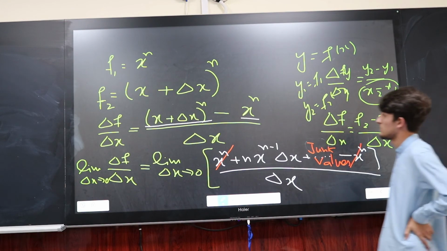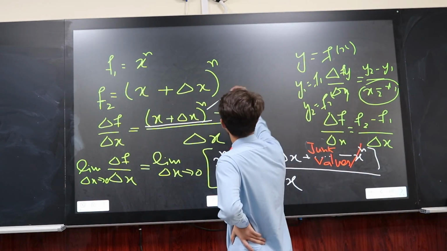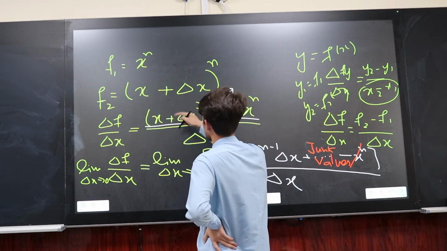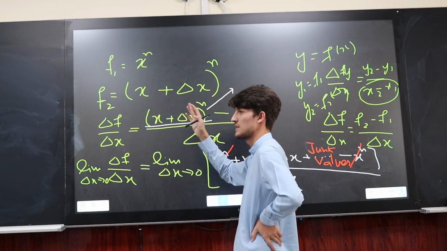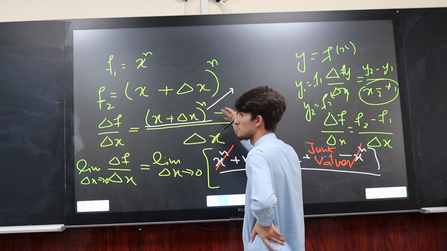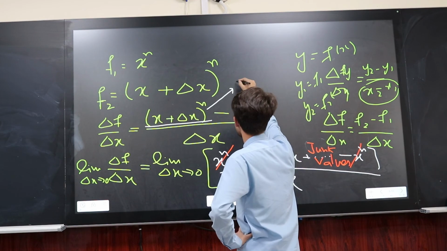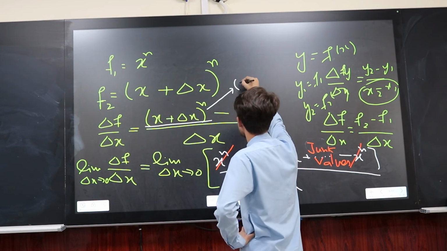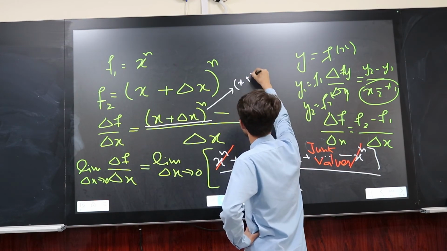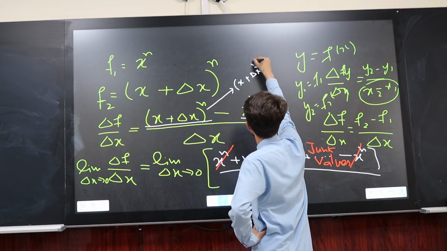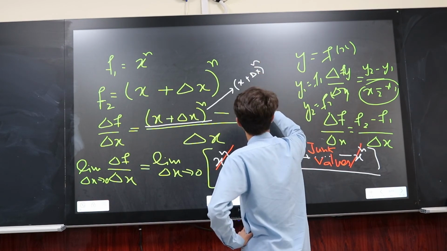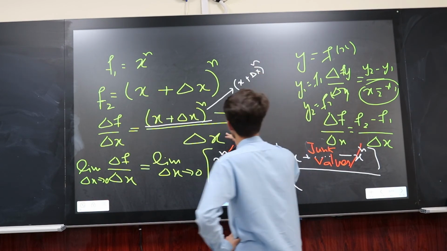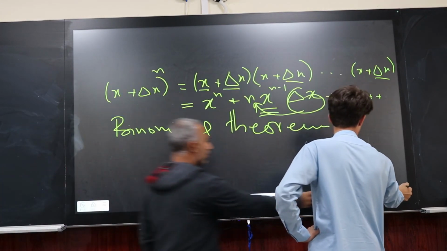Sir, can we use this technique, the binomial theorem, here? I think yes, you can apply it. But first principle: (x plus delta x) to the power of n minus x to the power of n, over delta x. You can make this right here.